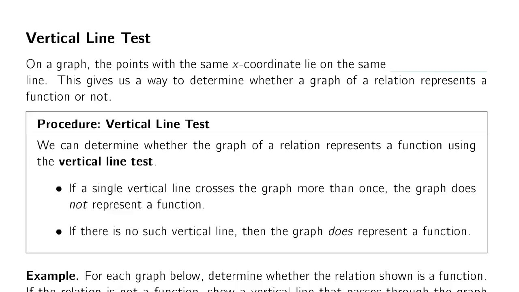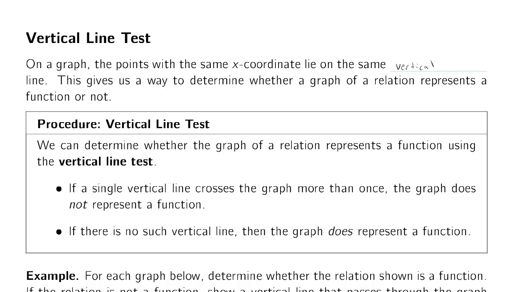We know how to determine whether or not a relation is a function by looking at just the list of ordered pairs. How could we do it by looking at a graph? Well, on a graph, the points with the same x-coordinate lie on the same vertical line. And that gives us a way to determine by looking at the graph whether or not a relation represents a function. That method is called the vertical line test.